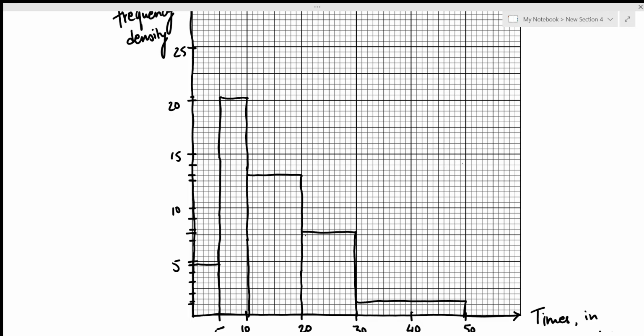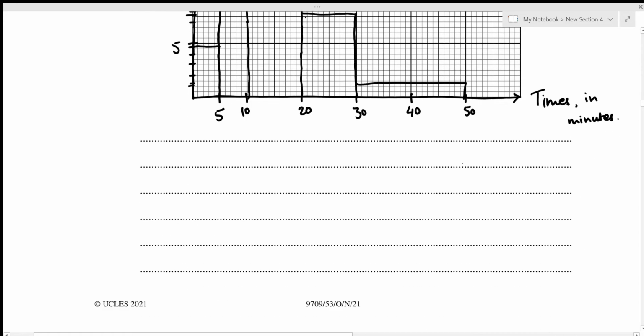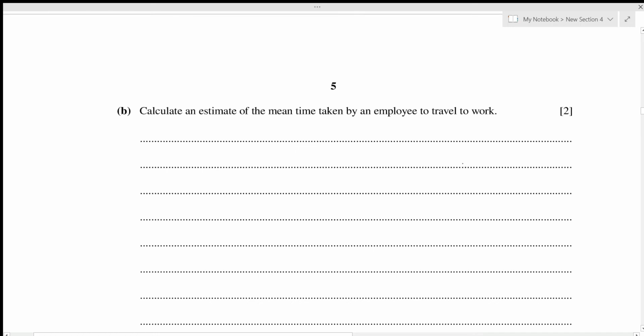So let's move on to the second part. We need to calculate an estimate of the mean time taken by an employee to travel to work. All right, let's first note down the range, and this is going to be the time. So the first one was 0 to 5, second one 5 to 10, third one was 10 to 20, 20 to 30, and 30 to 50.